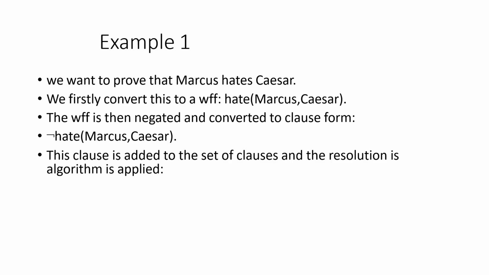Next, we have the question. Here we want to prove Marcus hates Caesar. So this is our goal. We have to prove Marcus hates Caesar. So in the resolution, what we will do is we will take the negation of the goal. So here our final clause is actually hates Marcus comma Caesar. So we are taking the negation of hate Marcus comma Caesar, so we are taking not hate Marcus comma Caesar. This clause is added to the set of clauses and the resolution algorithm is applied. So we will see how we can solve this.